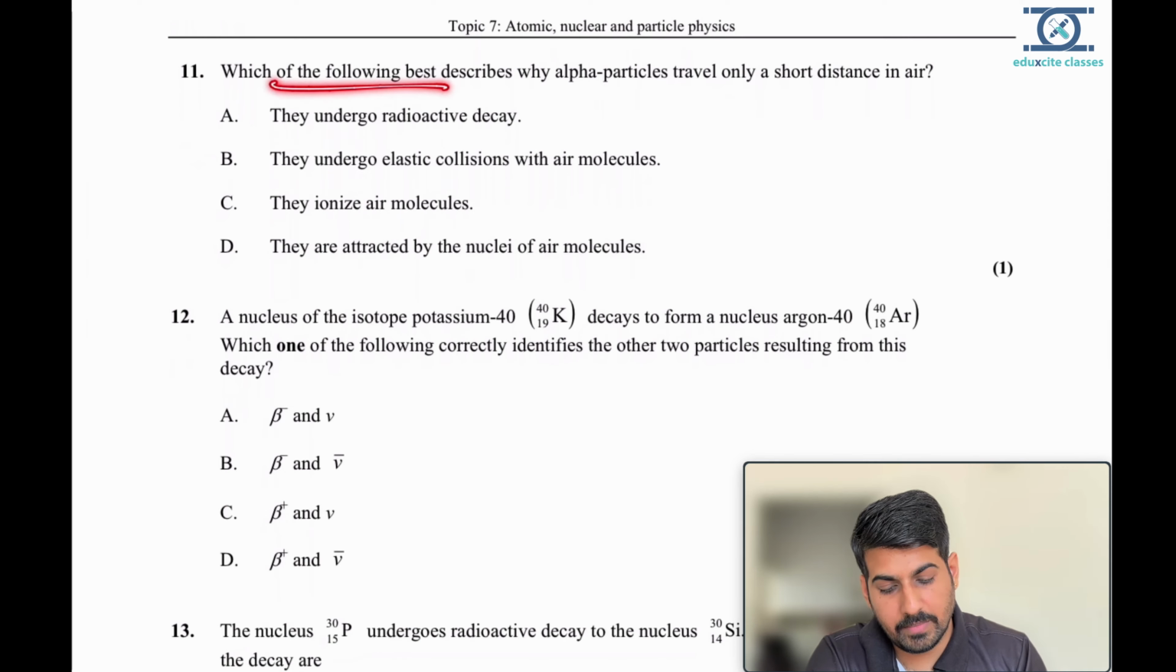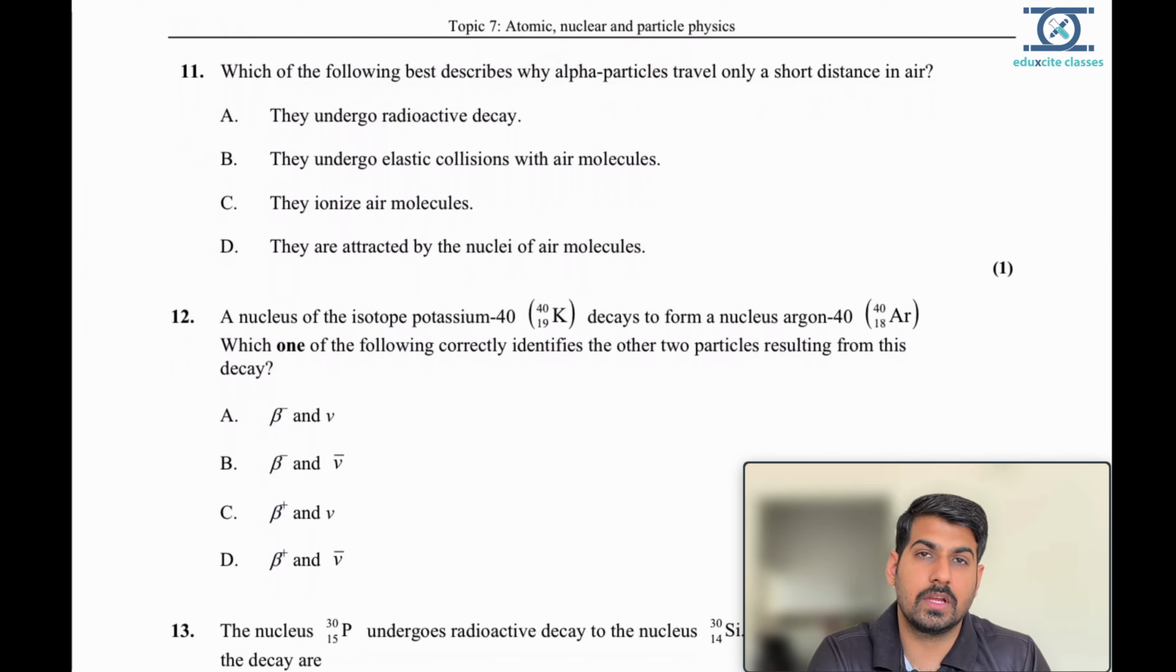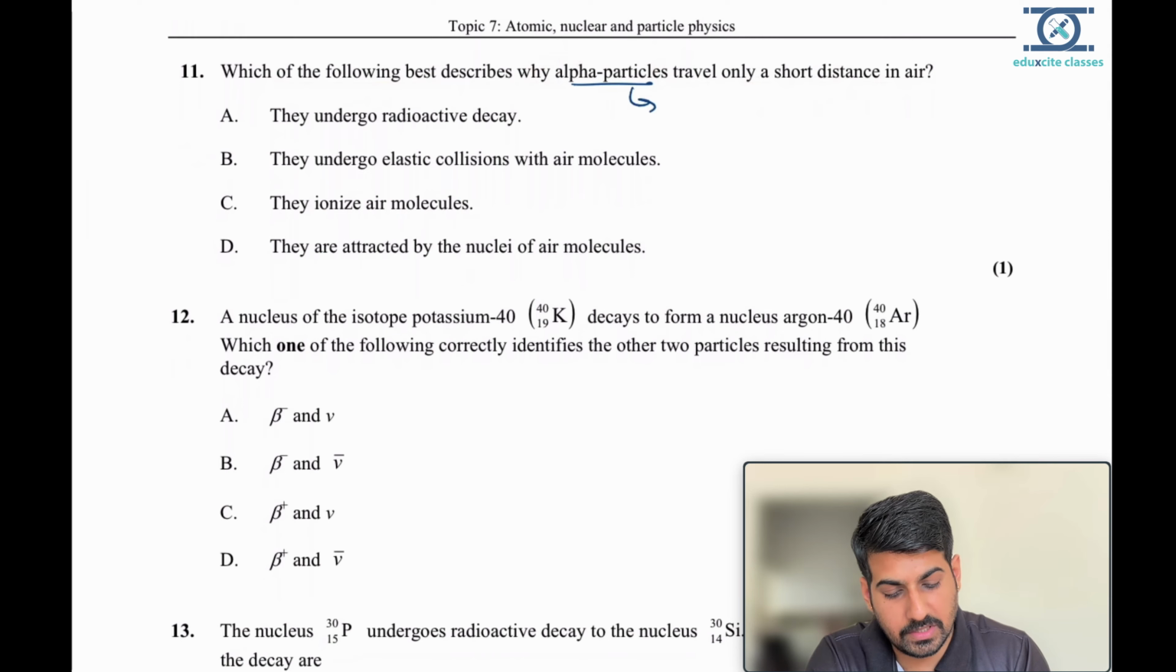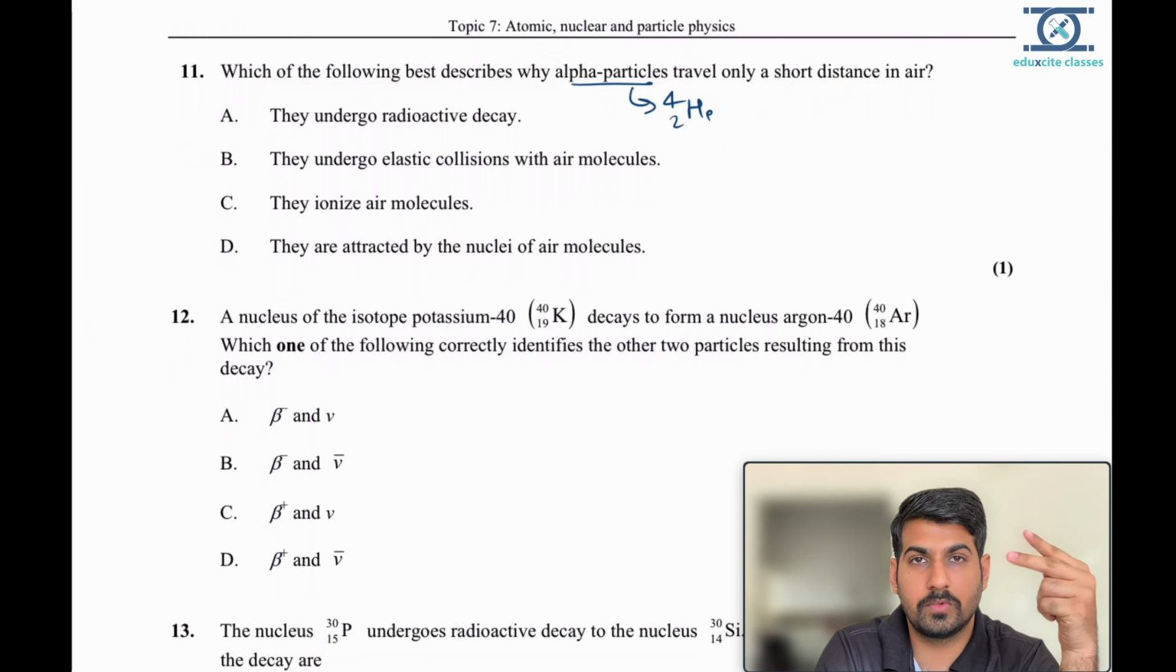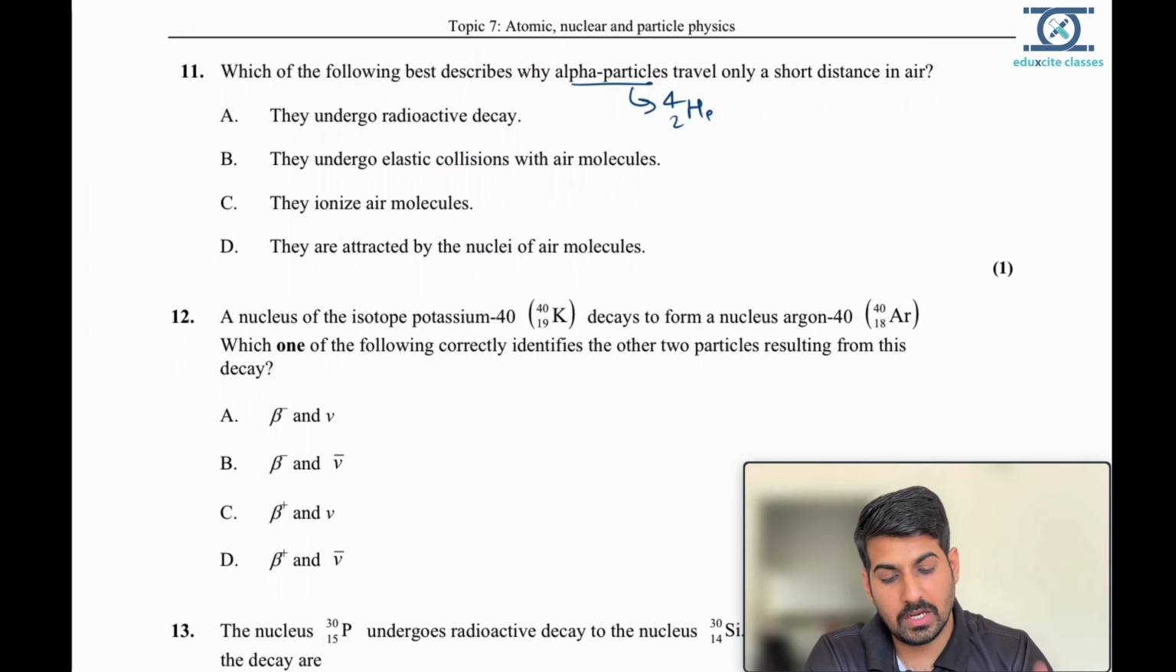Now question number 11. Which of the following best describes why alpha particles travel only a short distance in air? Now you should know the nature of an alpha particle. An alpha particle is similar to the nucleus of a helium atom. Okay, like this. Now you can see it has a nucleus, which means it has two protons and two neutrons. Now it is quite heavy compared to the other types of decay radiation.